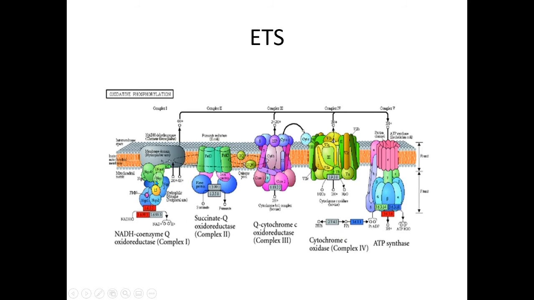So it will look like this. This is complex 1. This is complex 2, through which FADH enters, and the cytosol NADH also enters through this. And this is complex 3 and complex 4, where electrons pass from cytochrome C to cytochrome A1, from A1 to A3, and ultimately reach the oxygen, where oxygen is reduced to water by accepting protons from the matrix.